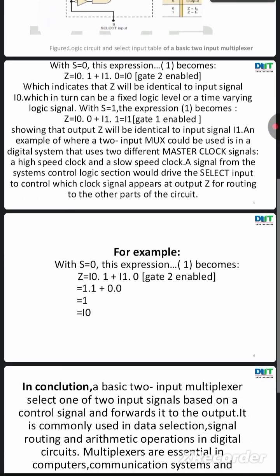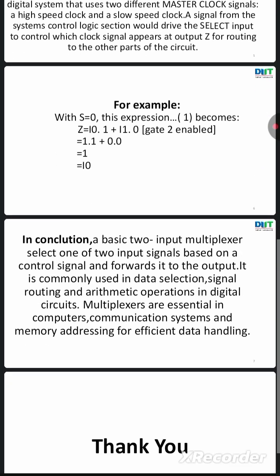Let's take an example. If I0 is 1, I1 is 0 and the select line S is 0, then output Z will be I0, which is 1.